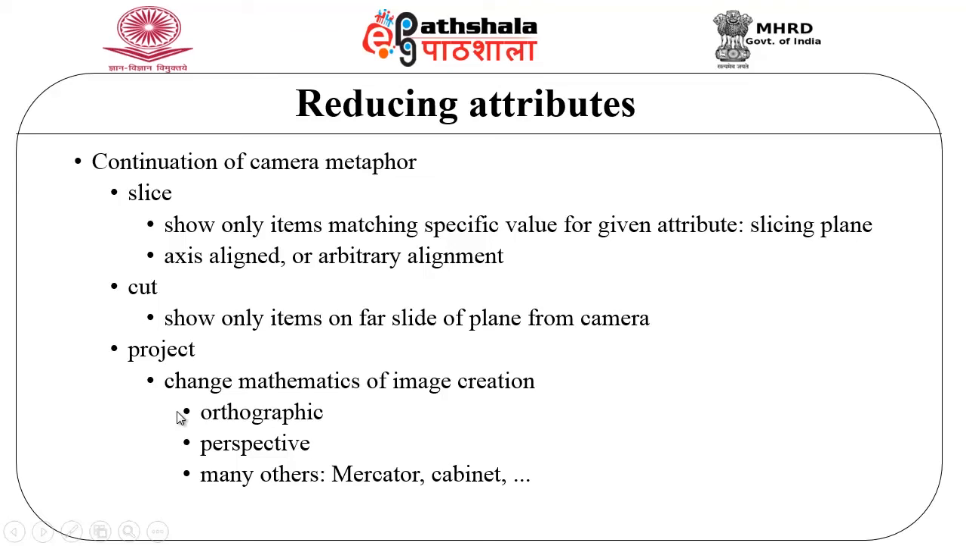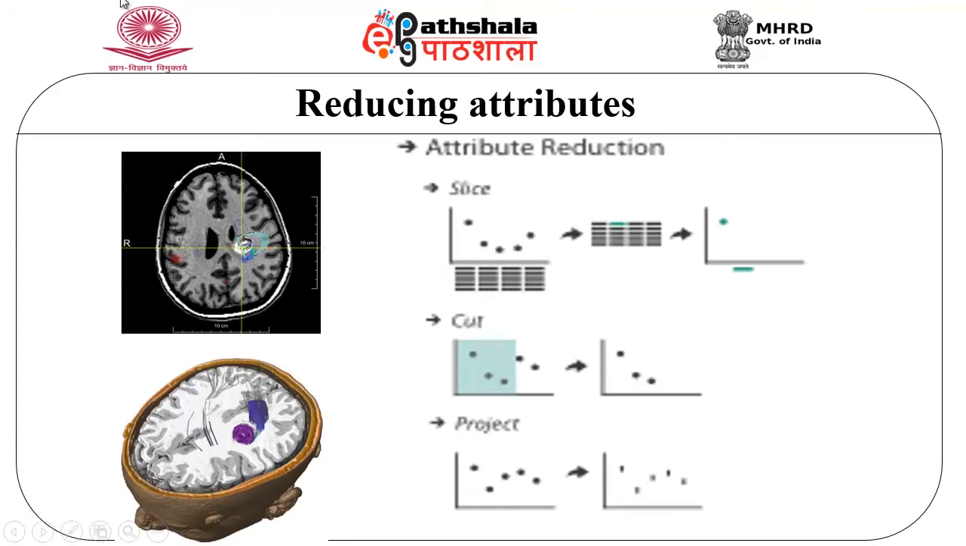The next one is a project. Project is changing the mathematics of the image creation. So you can have either orthographic projection or perspective projection, and there are various other projections like Mercator, cabinet, etc. These are various examples of attribute reduction as such. Here in the case of slice, we can see how the entire object has been sliced, how the entire object has been cut, and only a part of it is being shown here.